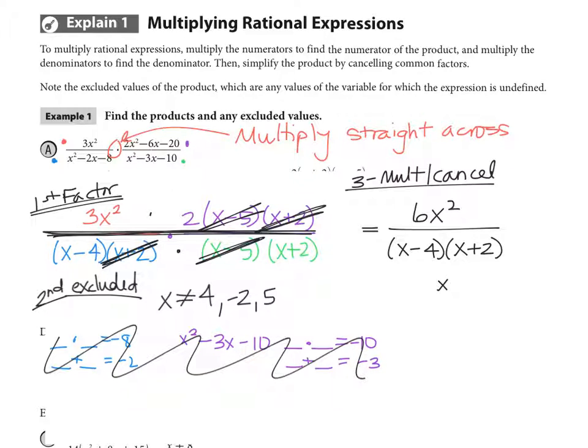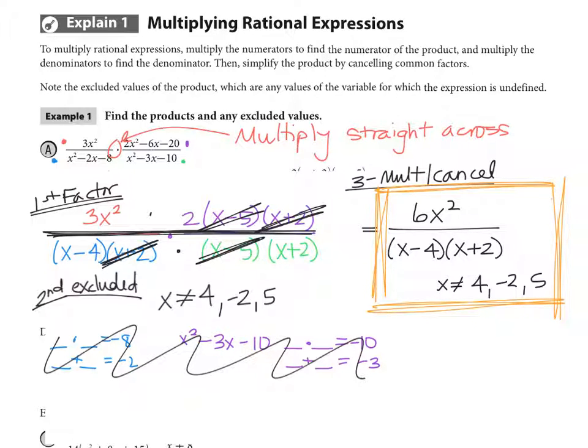And then we always want to list our excluded values with that: 4, negative 2, and 5. So my final answer is going to be right here. I'm going to put a big orange box around it. There's my final answer. In all honesty, if you remember your factoring rules, this is pretty easy. I think the factoring is what's going to take you the longest out of any of these problems.